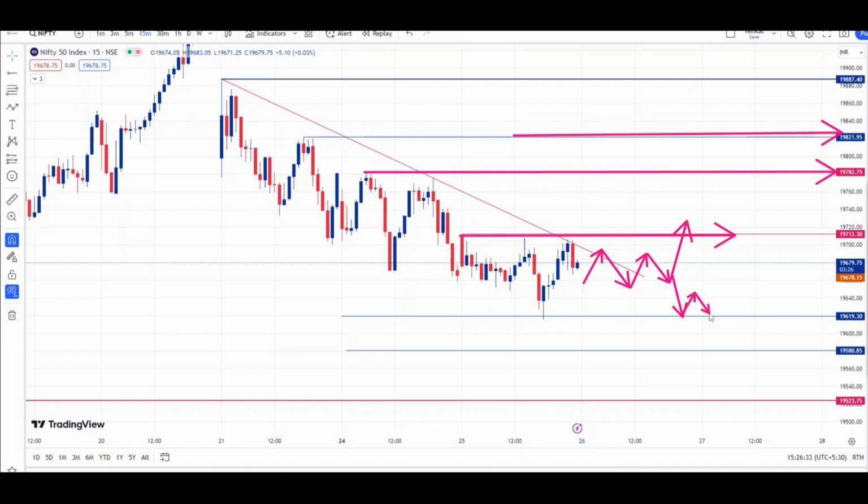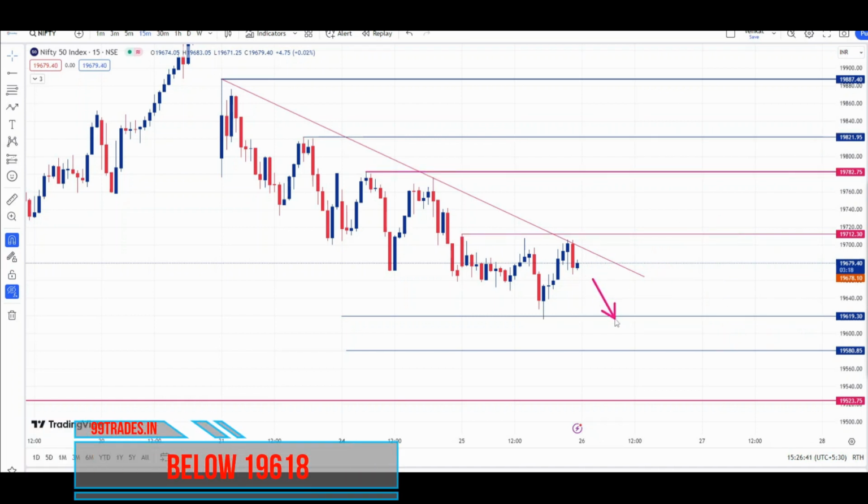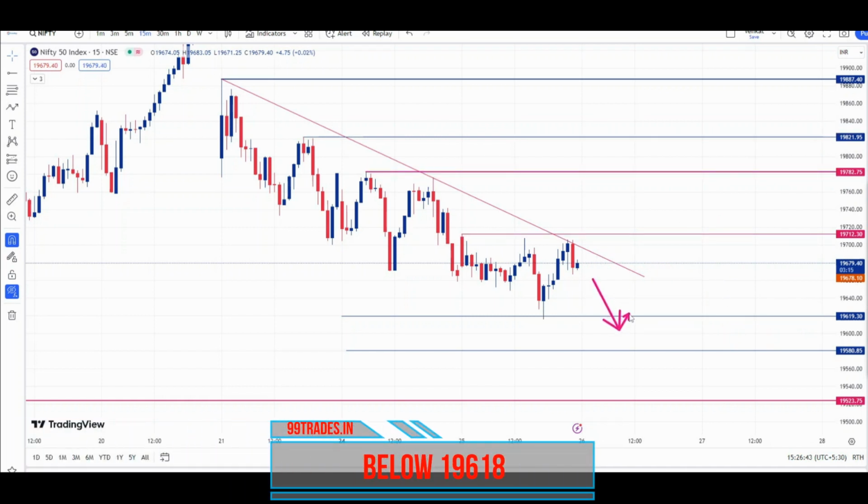If Nifty opens flat and tests this level again, don't try to sell here, watch the price action. If you see any price action like this, a W pattern or something like this, you can go long from this level, from 19,620. If Nifty for any reason opens flat and creates this type of price action, then you can start from this level, but the targets will be very low.